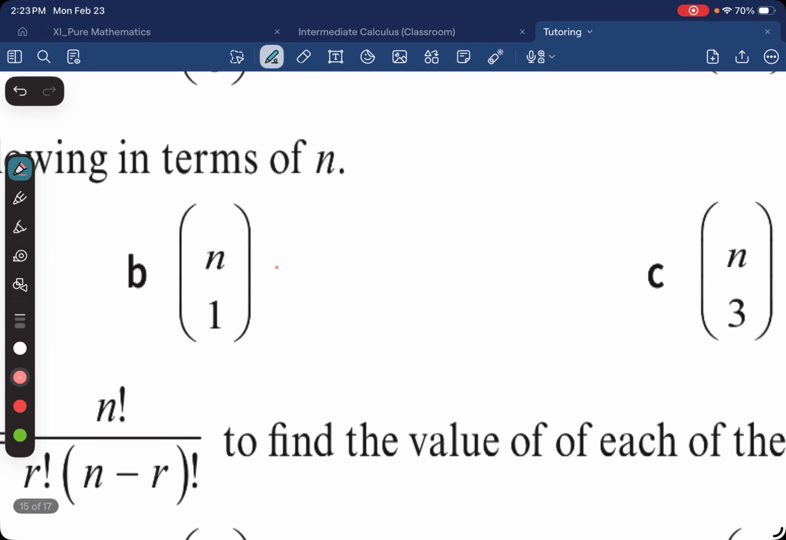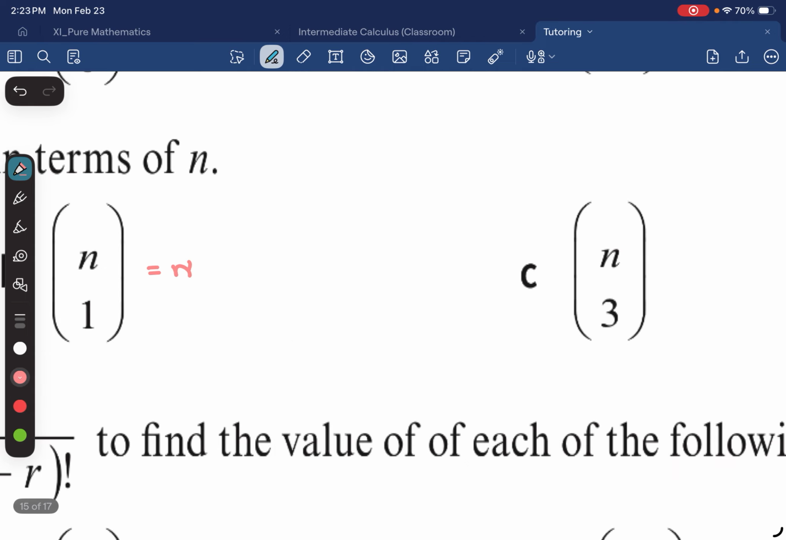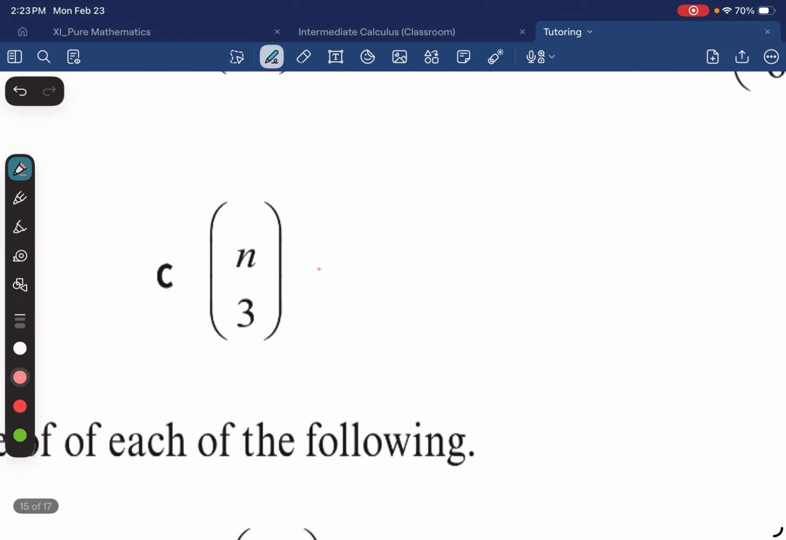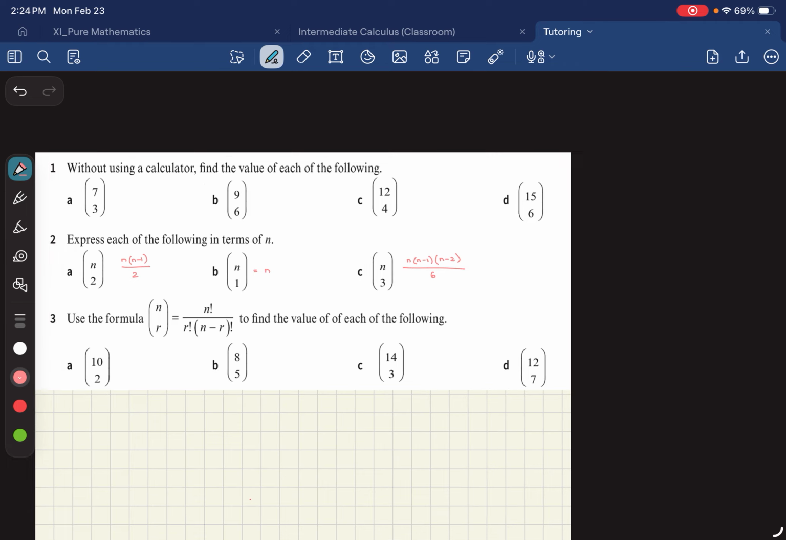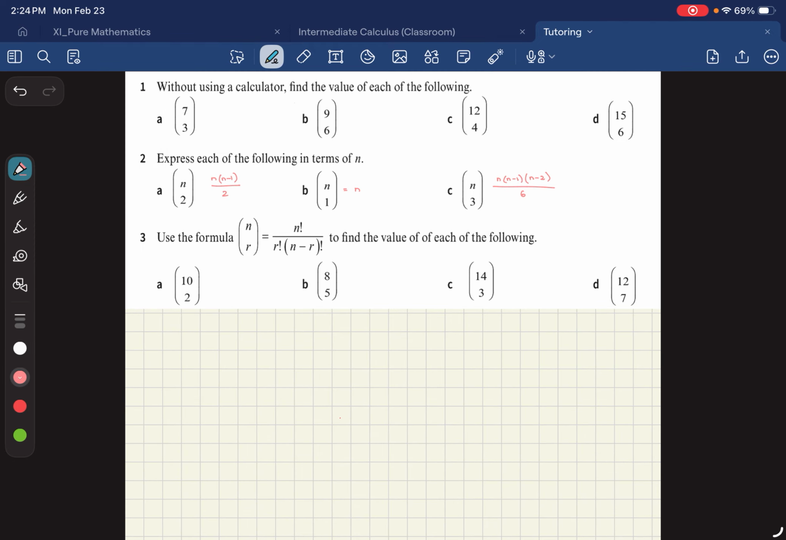n choose 1. That is always going to be n. And n choose 3. Well, think about it. It's n, 1 term. And then I divide by 1 factorial. That is just n. And n choose 3. That is n times n minus 1 times n minus 2. And then you divide by 3 factorial. 3 factorial is just 6. So those are your answers.